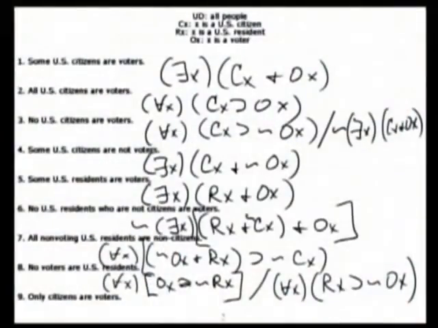I have universal quantifier, and then OX implies CX. Yep. Sometimes people might be inclined to reverse that and swap the antecedent and consequent. But that would be a mistake, because what this says is, if somebody is a voter, then they are a citizen. Any questions about any of these? All right.